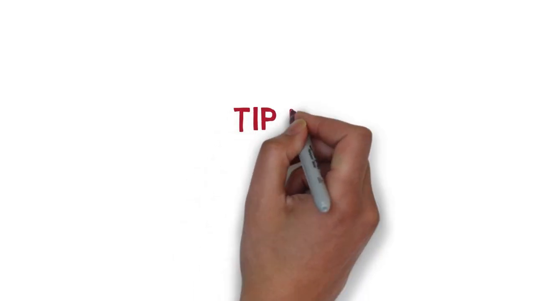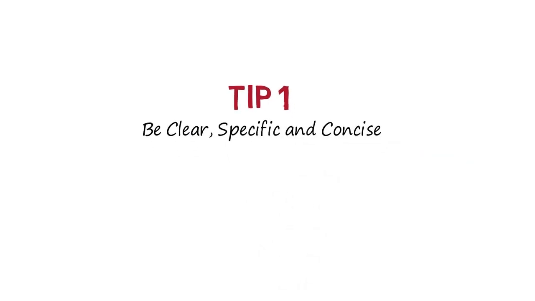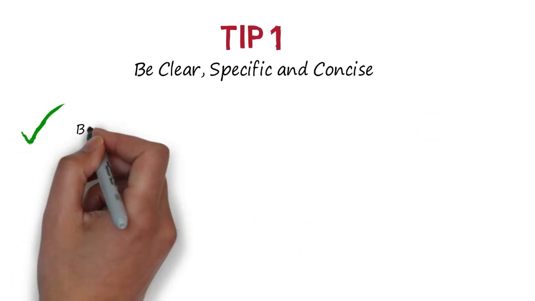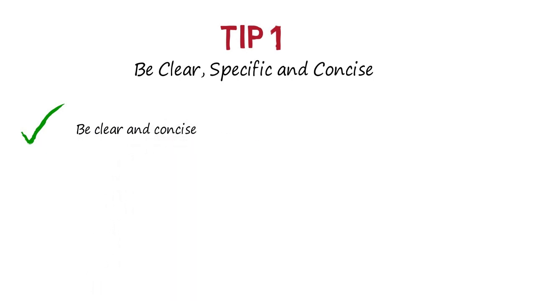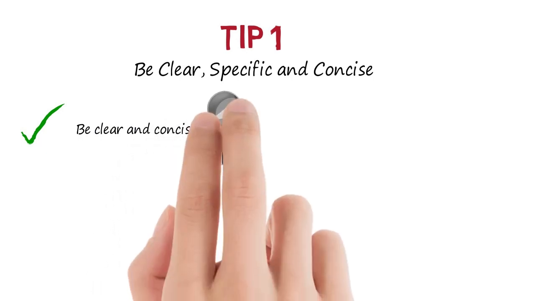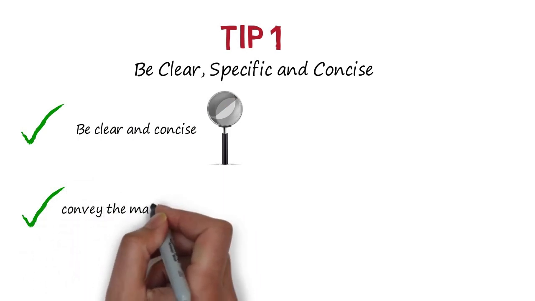Tip 1. Be clear and concise. A research title should succinctly convey the main focus and purpose of your study. Avoid vague or ambiguous language and aim for clarity. Use specific keywords that accurately represent the content of your research.